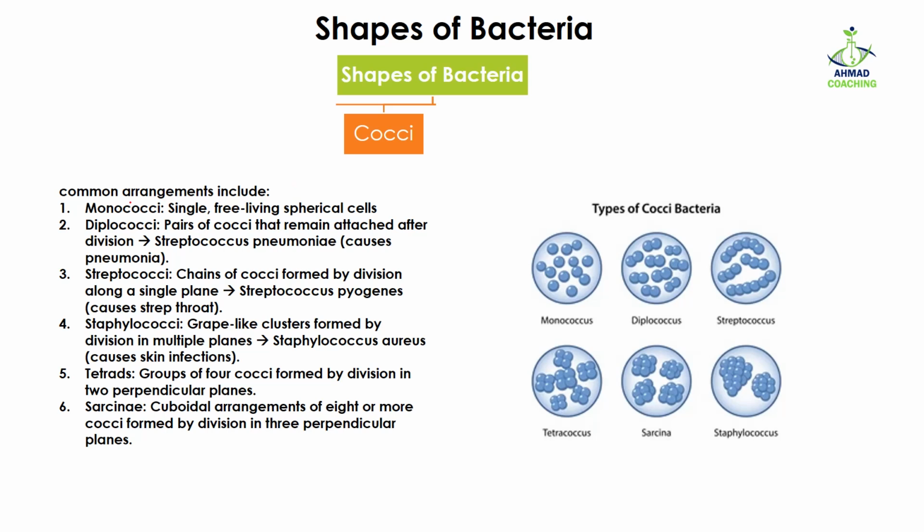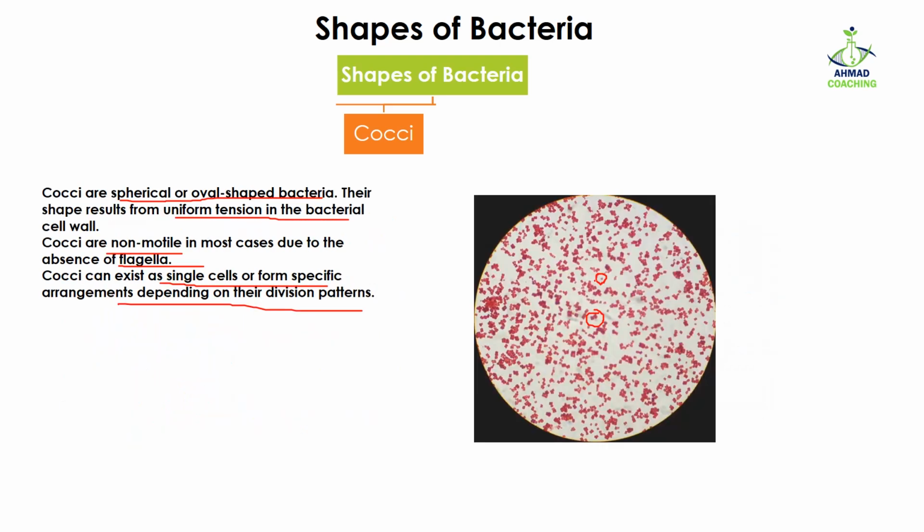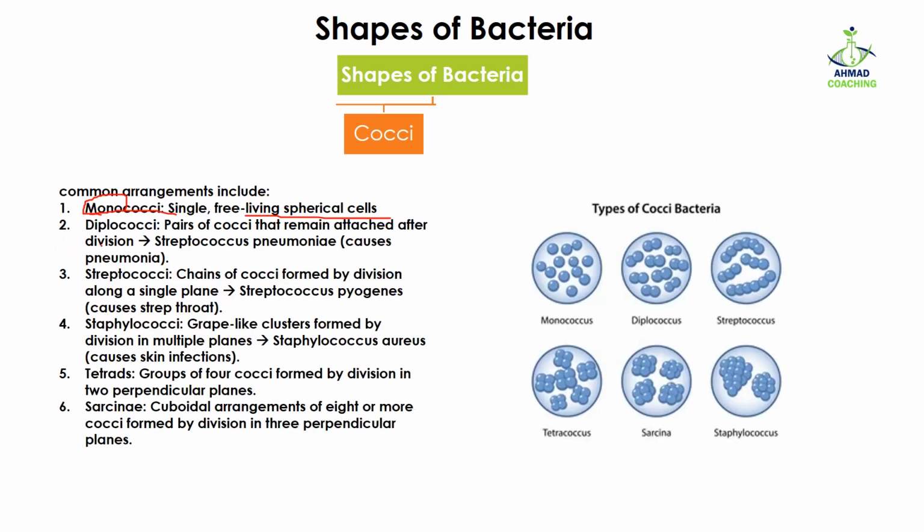The most common arrangements of cocci include monococci. Mono means one. So when a single free-living spherical cell is present, it will be known as monococci, just like this one. The second arrangement is diplococci. Again, the word diplo is here. It means pair of cocci. So when two cocci or a pair of cocci is present, it will be known as diplococci.